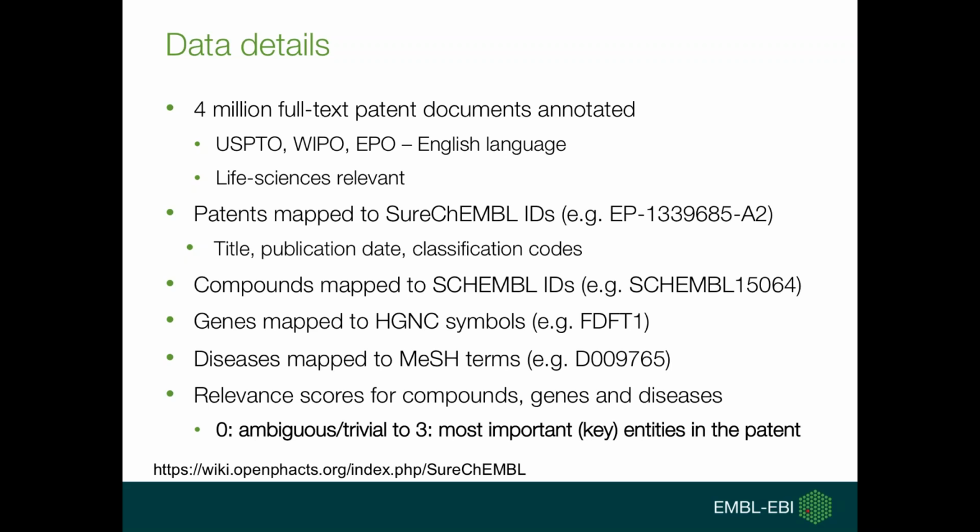The patents are mapped to using the SureChEMBL identifier. So you have the code of the patent authority followed by a number followed by the kind code, and we also provide bibliographic information for these patents, i.e. title, date, and classification codes. The compounds are mapped to their unique SureChEMBL ID. The genes, as I mentioned earlier, are mapped to the HUGO symbols, and diseases are mapped to MeSH terms. And again, these are also annotated with a relevance score from 0 to 3.